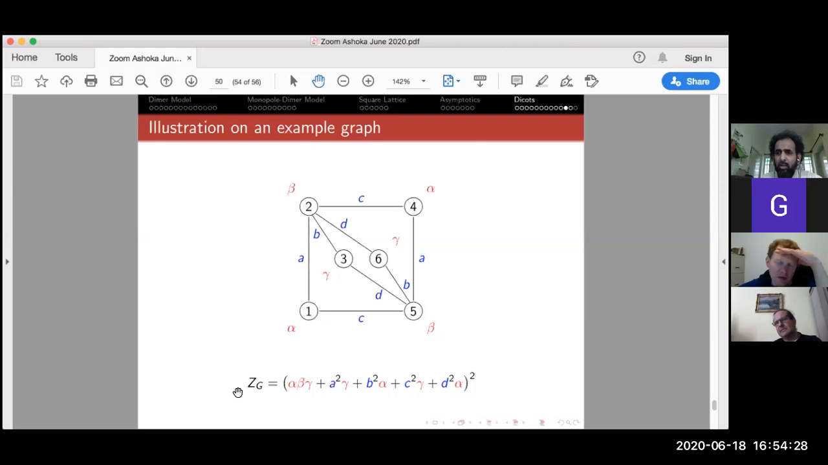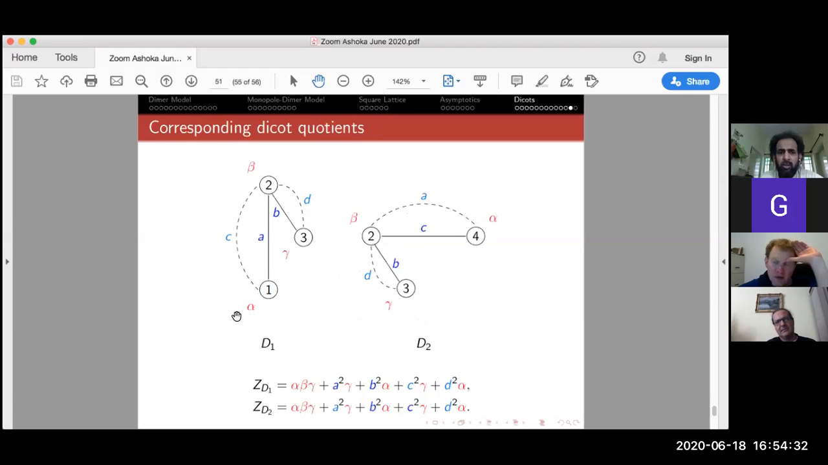which I call a dicot, which is like a graph with two kinds of edges, the solid and dashed edges, and I define a monopole dimer-like model on these, and these are exactly what are needed. These are the square roots of the monopole dimer model. So what you do is you quotient out by the symmetry and you add some extra dashed edges, and you can define a model on that which has the right properties.